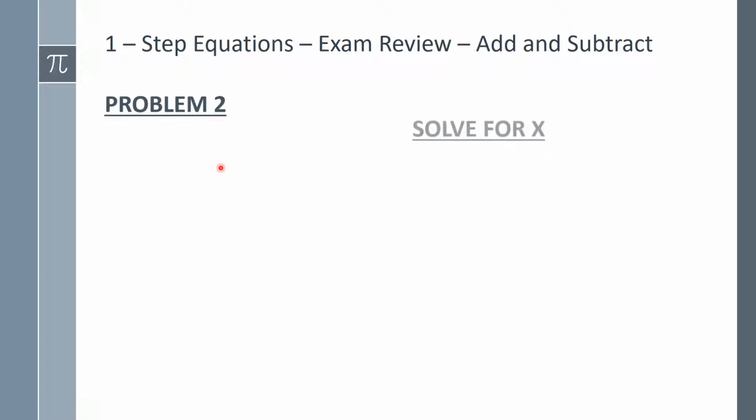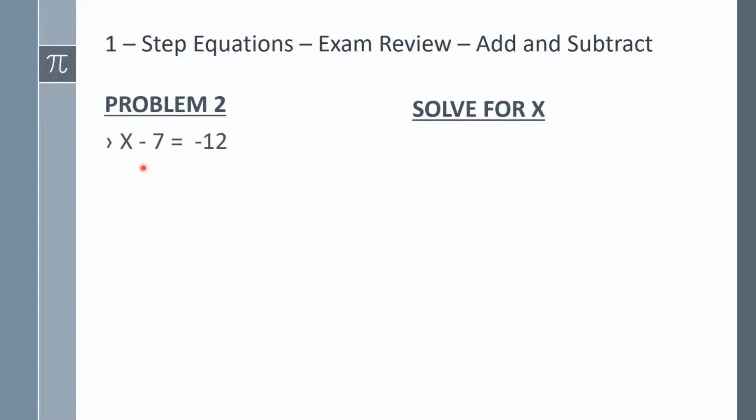Okay, so here's problem number 2 in our exam review. And this time I've got x minus 7 is equal to negative 12. So again, since x is the variable, we're going to solve for x on this problem. And so here's what we're going to have as our goal. X by itself on the left and everything else on the right side. And we'll find out what goes there in just a second.